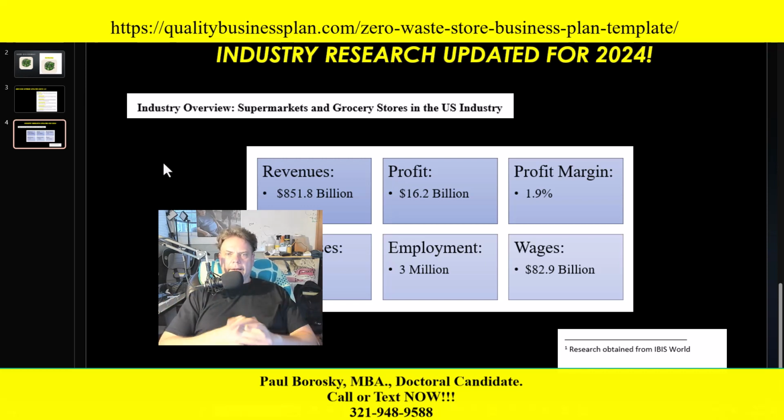With that said, I accessed that report and updated the revenues, the profits, profit margins, businesses, employment, and the wages. All that good information is updated. It's properly cited in a footnote. So that's all ready to go as well. All right, so hopefully this information was helpful. Let's go ahead and wrap it up and sum it up.